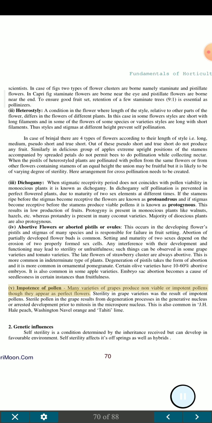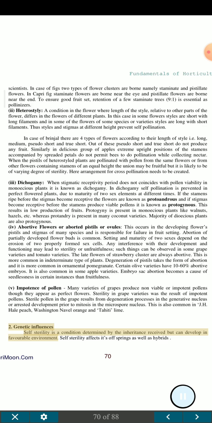G. Impotence of pollen. Many varieties of grapes produce non-viable or impotent pollen though they appear as perfect flowers. Sterility in grape varieties was the result of impotent pollen. Sterile pollen in the grape results from degeneration processes in the generative nucleus or arrested development prior to mitosis in the microspore nucleus. This is also common in J.H. Hale peach, Washington navel orange and Tahiti lime.